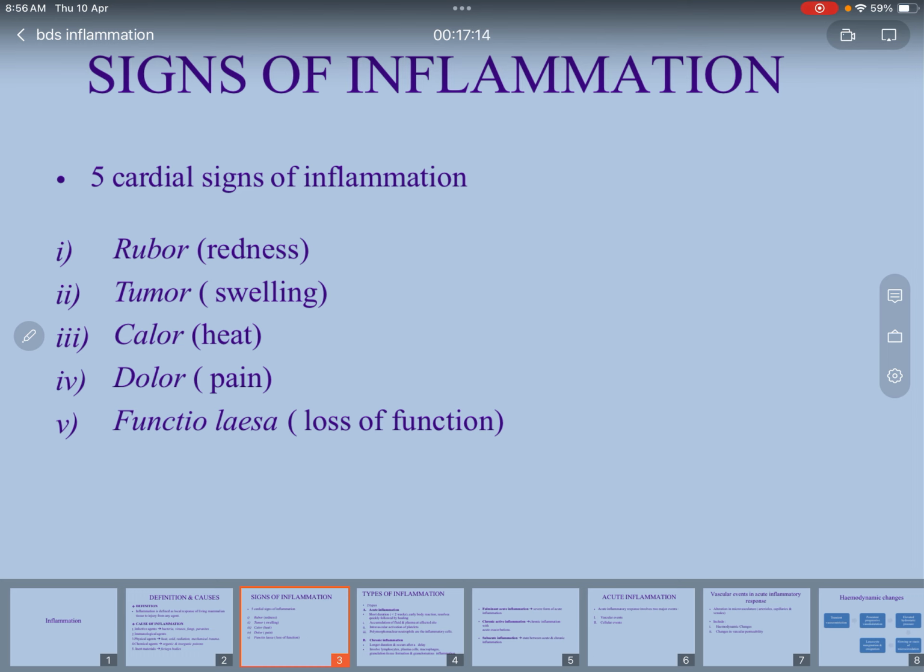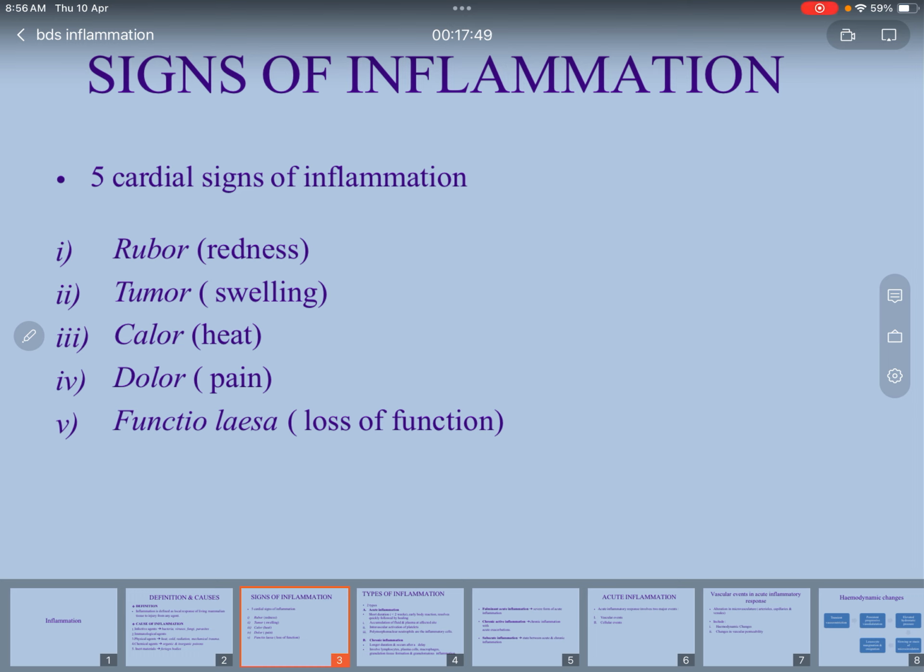And now we will deal with the 5 cardinal signs of inflammation also. That is, the first one is rubor, which means redness, which occurs when an inflammation happens. Second is tumor, that is swelling. And third is calor, that is heat, rise in temperature. Dolor is pain, which accompanies inflammation. And the fifth is loss of function, which is also known as functio laesa. So these are the signs of inflammation.